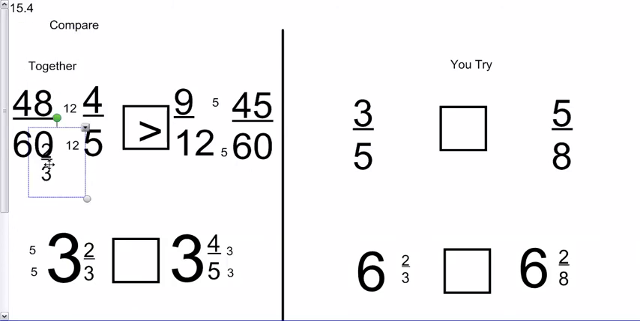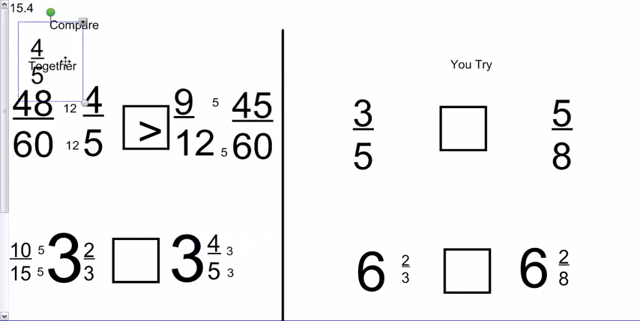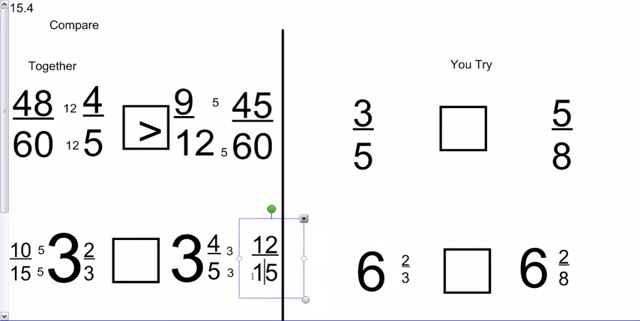So let's start with this one. What is 2 times 5? It is 10. And then my least common denominator was 15. So my fraction over here is 10/15. Scoot it over so you can see it. And then over here I have 3 times 4, which is 12. And then my denominator is 15.